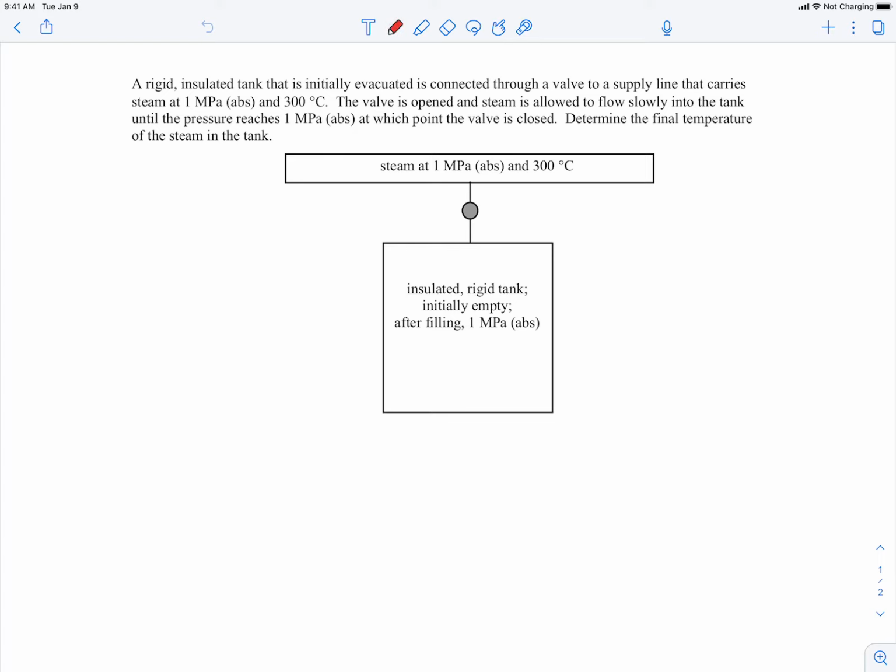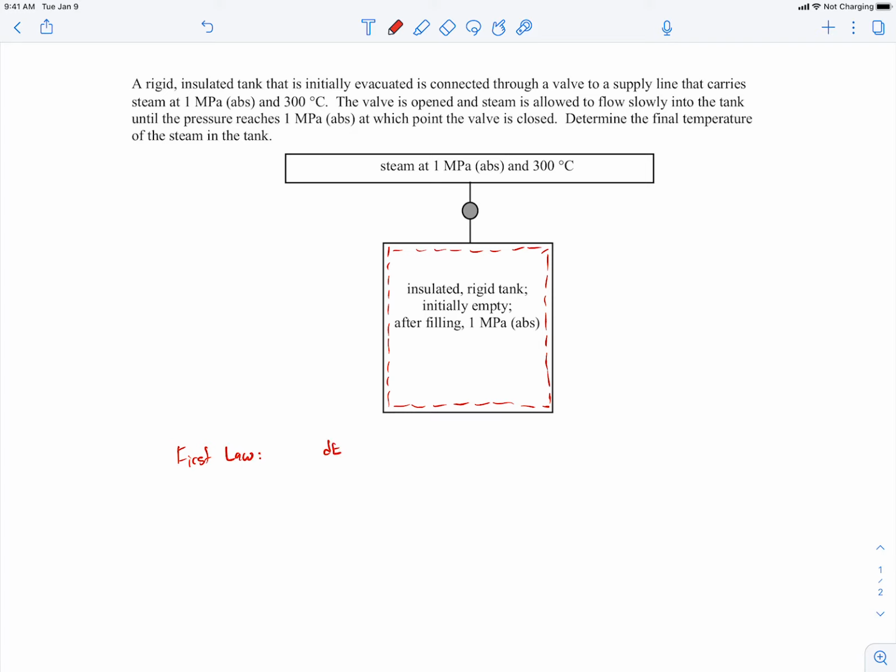And I'm going to apply that first law to the tank because I'm trying to find the temperature of the steam in the tank. So I'm going to go ahead and draw a control volume around the tank. Actually, it's probably more appropriate to put the control volume on the inside, just because it's the steam only that I'm interested in. I'm not concerned about the tank material. Okay, so that's the control volume I'm going to use, and I'm going to write out the first law.